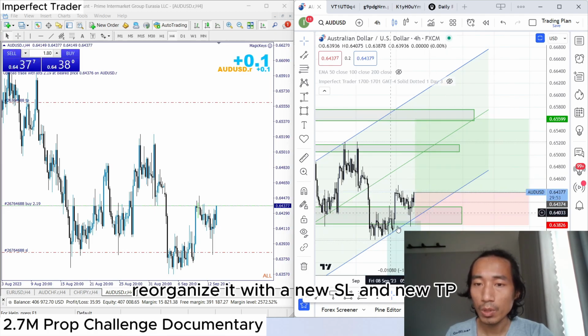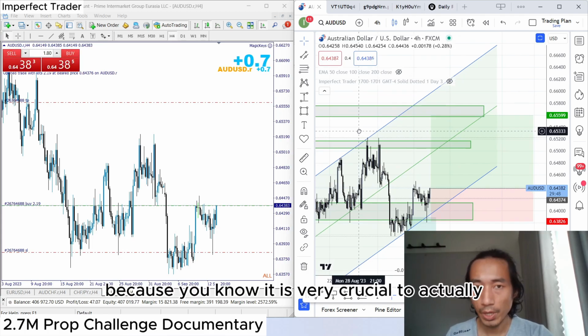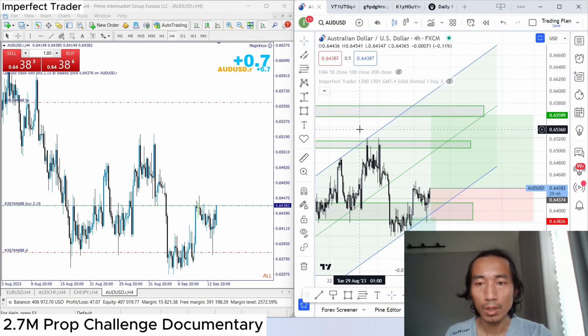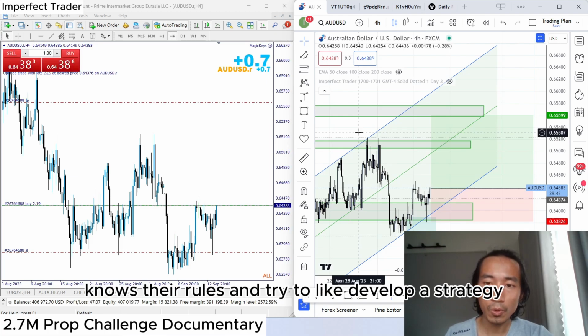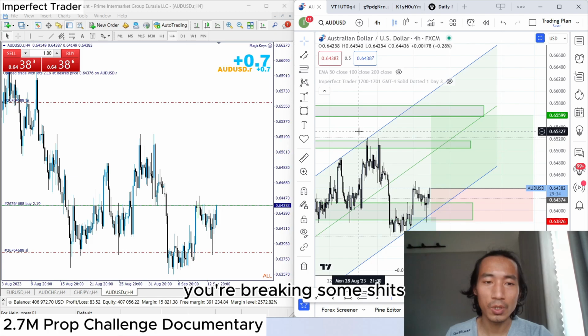reorganized it with a new stop loss and new TP, because it is very crucial to know the prop firm, know their rules, and develop a strategy or modify your strategy so it doesn't look like you're breaking some shit.